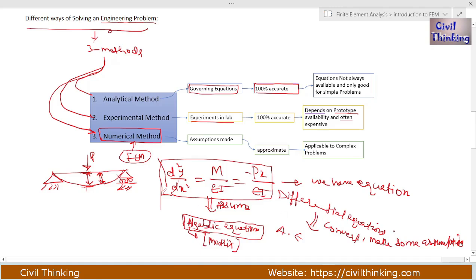So when we make assumptions, okay, remember, when we make assumptions, what happens? This leads to errors, okay, because we made assumptions and they may not be true, okay. And this is why the results here are what? Approximate, okay. So although the results are approximate, the good news is that we can apply the numerical methods in real world complex problems, okay.